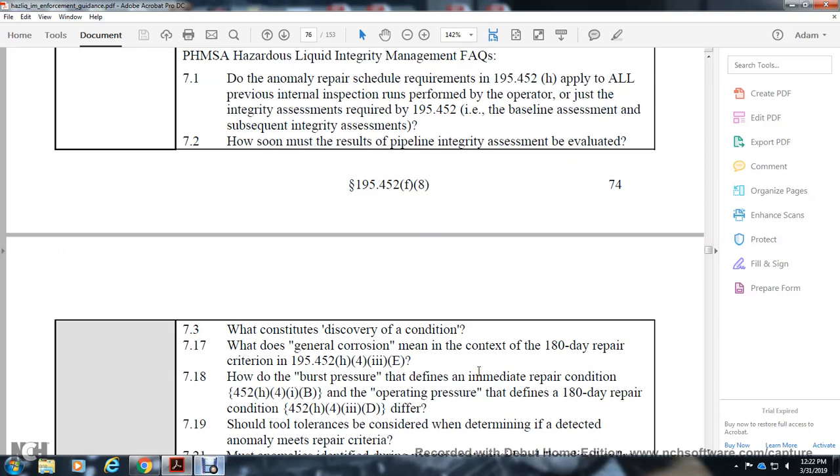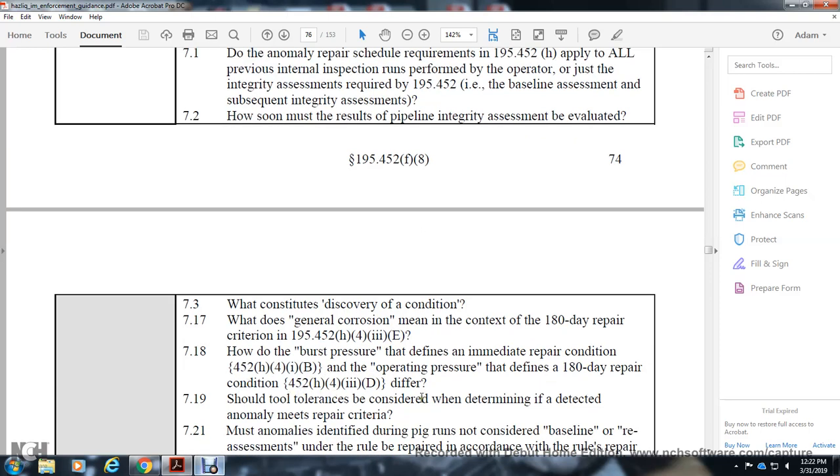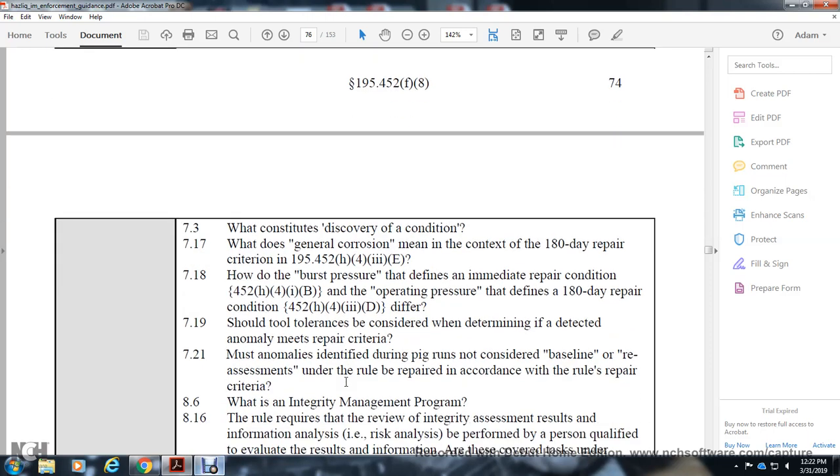7.7: What does general corrosion mean in the context of the 180-day repair criteria, 195.452(h)(4)(iii)(E)? 7.18: How should the burst pressure that defines the immediate repair condition, 195.452(h)(4)(i)(B), and the operating pressure that defines the 180-day repair condition, 195.452(h)(4)(iii)(D), be determined? Should the tool tolerances be considered when determining and detecting anomalies that meet the repair conditions? 7.21: What must be done with abnormalities identified during a pig run that does not count as the baseline or reassessment under the rule, regarding the repair criteria?